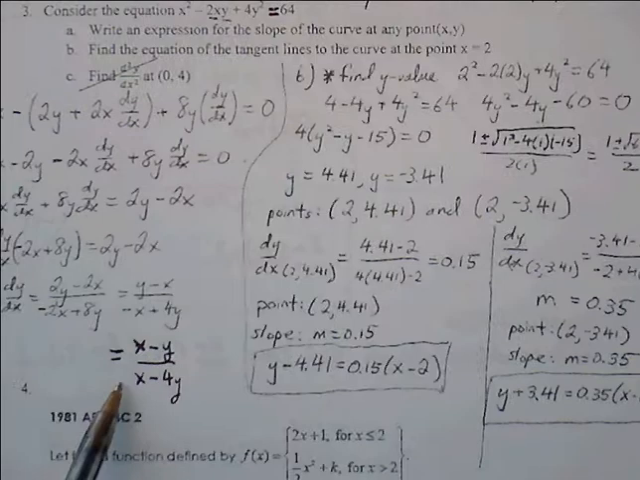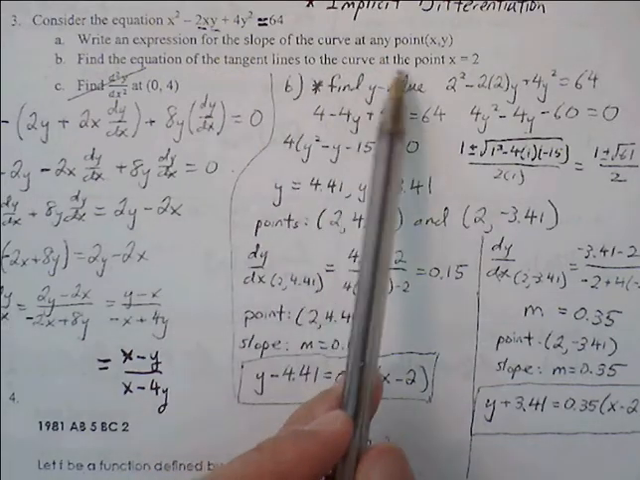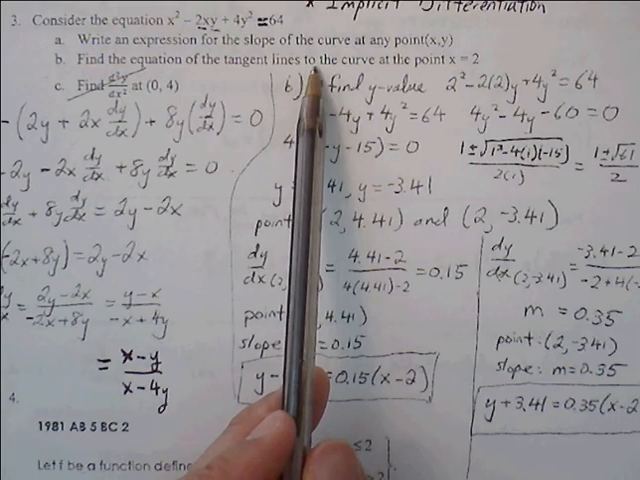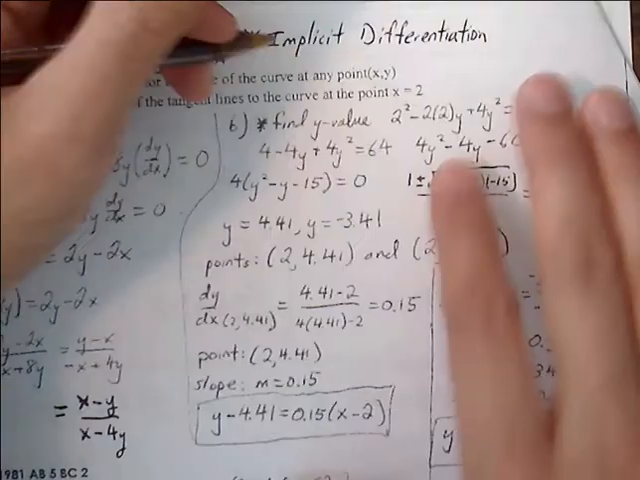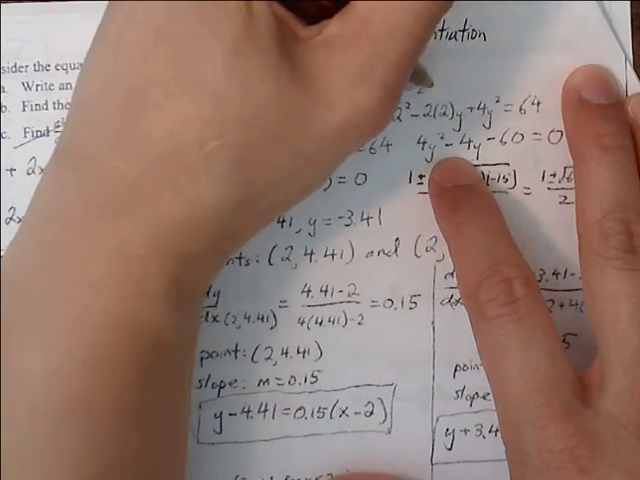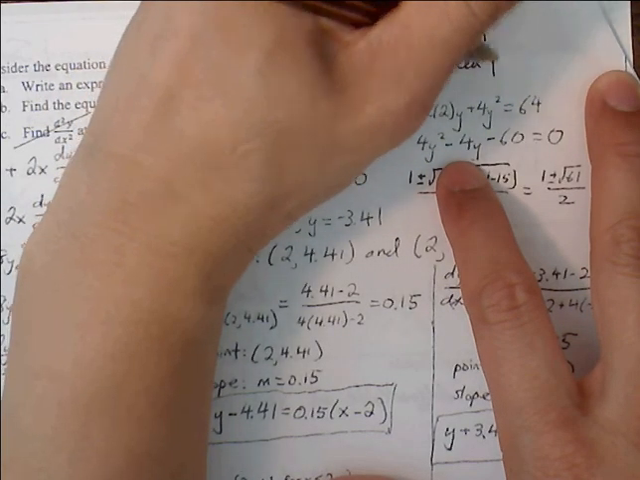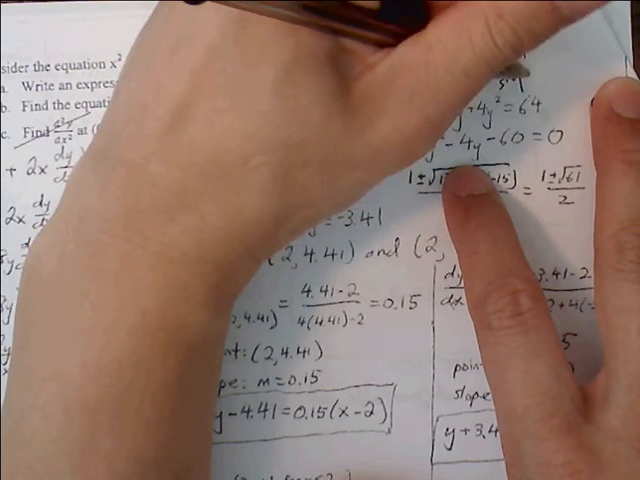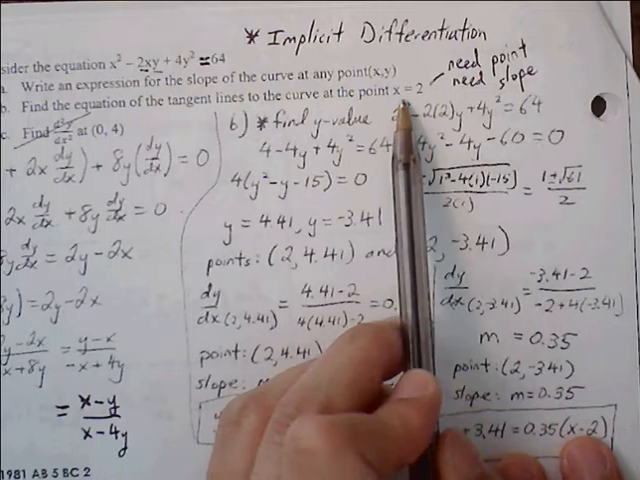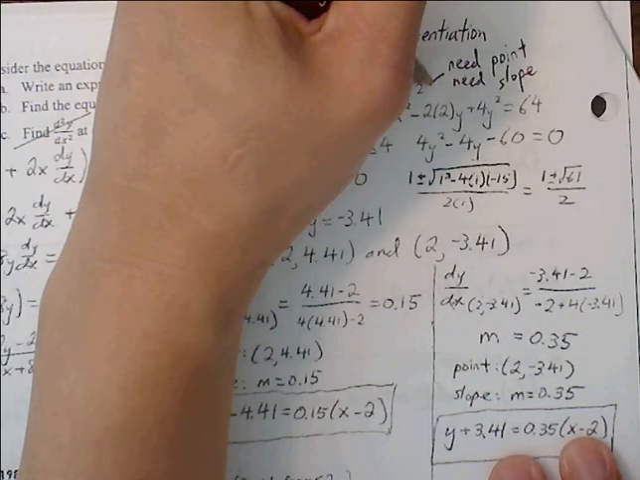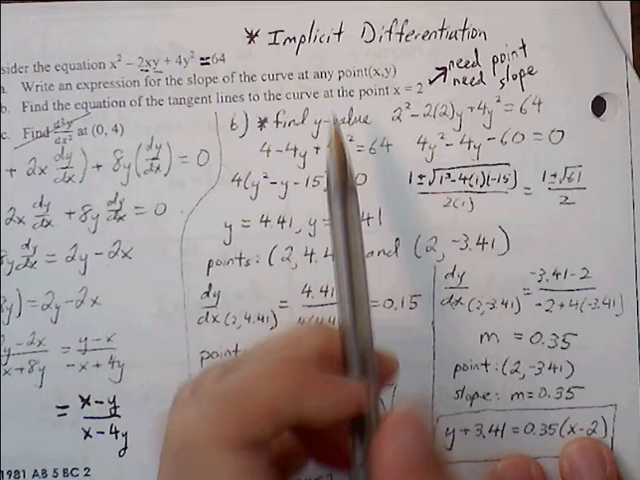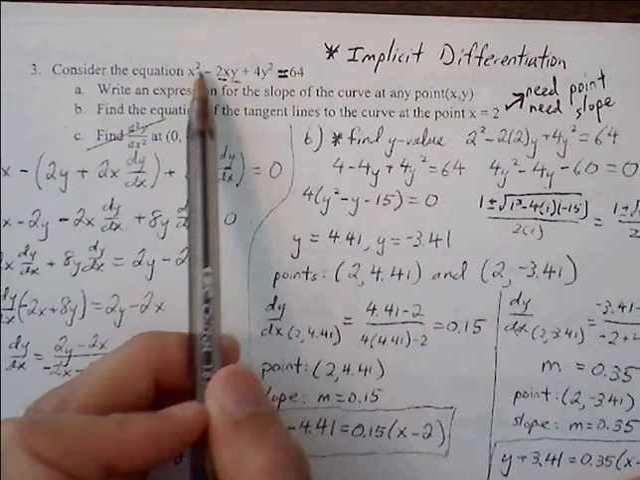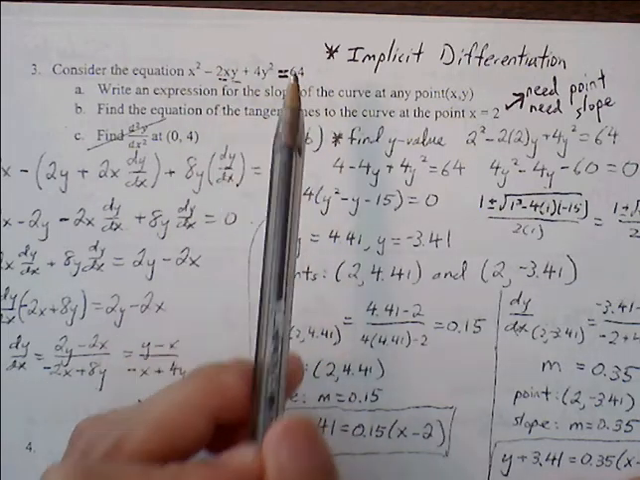All right, part B. Find the equation of the tangent line to the curve. For the tangent line equation, we need a point and we need a slope. So we need an ordered pair and we need the slope. For the ordered pair, we have the x value. What's missing is the y value. To find the y value, we're going to take this x value, 2, and plug it back into the original equation and see if we can find y.